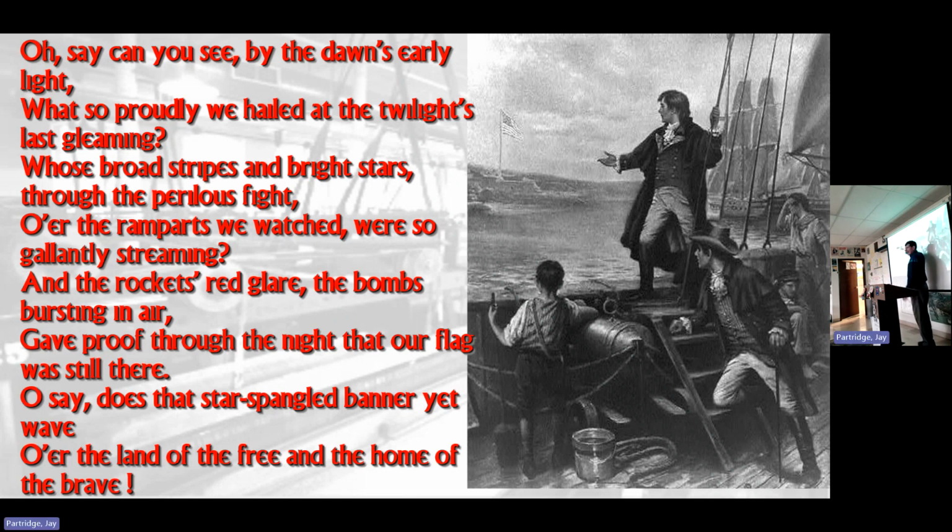So the dawn's early light, what we see in the morning, twilight's last gleaming, he saw that flag, the broad stripes and the bright stars, before the actual shelling, the ramparts, that's the fort, the rockets and the bombs or the shells in air, which you could see, it must have been just spectacular. But through the night, the flag was still there. And then the Star Spangled Banner. It's all related to that.